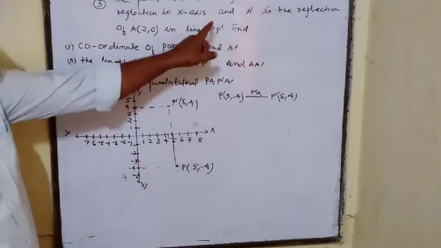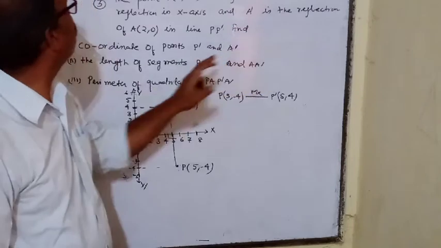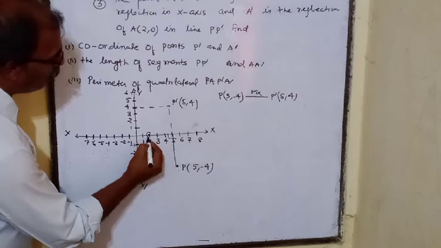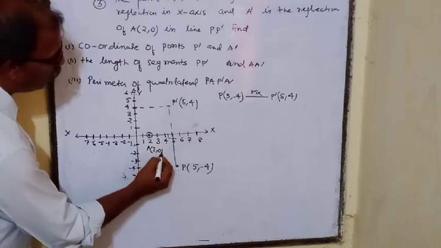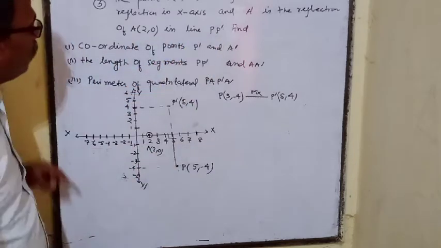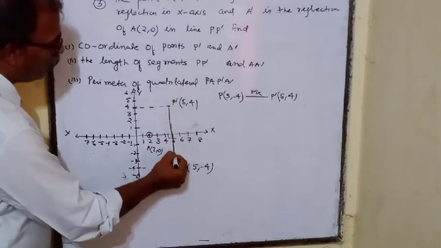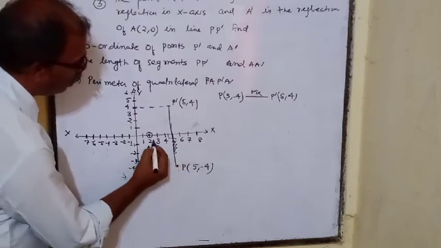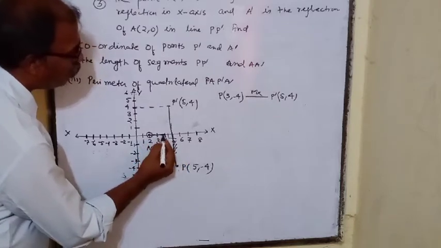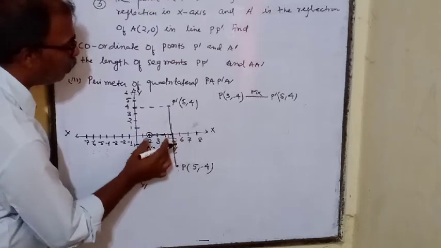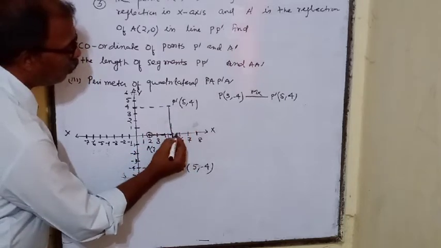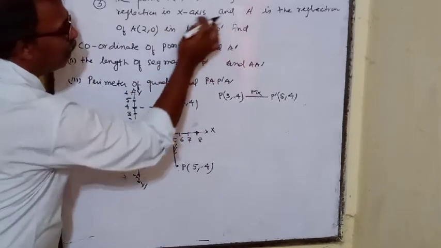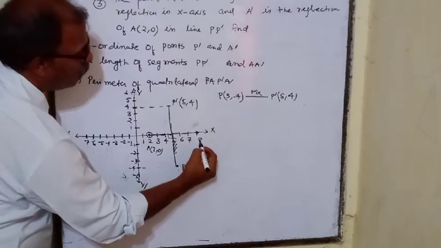Now what is written in the next line? A dash is the reflection of A (2, 0). So first plot A (2, 0). This is A, its coordinate is (2, 0). Its reflection we have to see in the line PP dash. This line we have to use as a mirror. From here 1 unit, 2 units, 3 units. So 3 units more we will go, because object distance is equal to image distance. So 1, 2, 3. This will be the position of the image of A, which locates A dash.